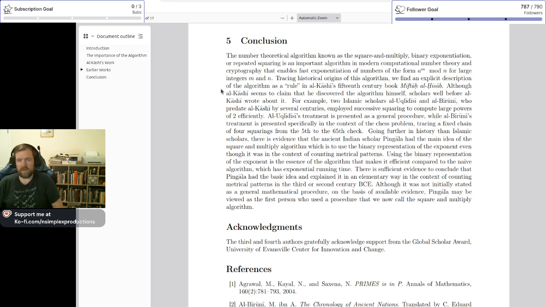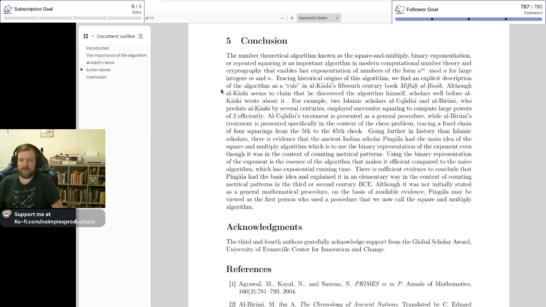Al-Uqlidisi and Al-Biruni, who predate Al-Kashi by several centuries, employed successive squaring to compute large powers of 2 efficiently. Al-Uqlidisi's treatment is presented as a general procedure, while Al-Biruni's treatment is presented specifically in the context of the chess problem, tracing a fixed chain of 4 squarings from 5th to 64th check.